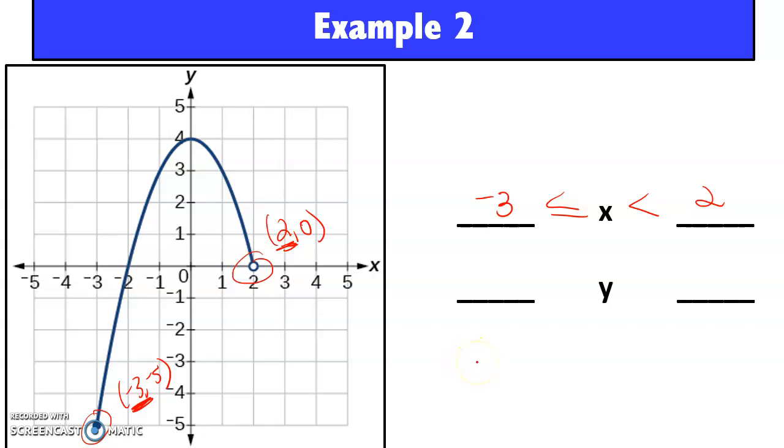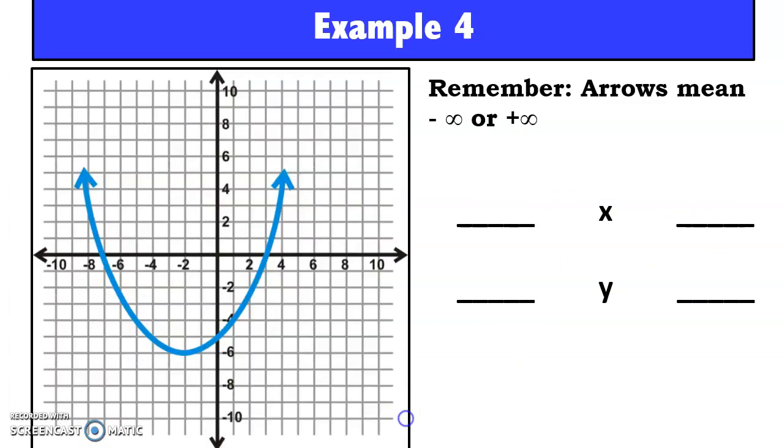For my range, my lowest point is again right here. So I'm going to look at this -5. But my highest point is this one. Okay, so my highest point's at 0, 4. So then I need the 4. Okay, my lowest point involves a closed circle, less than or equal to. My highest point is also a closed circle, less than or equal to. So y is including in between -5 down here and +4 up here.